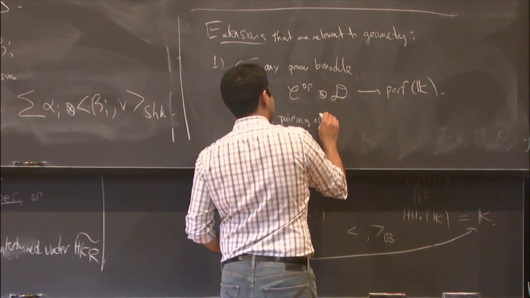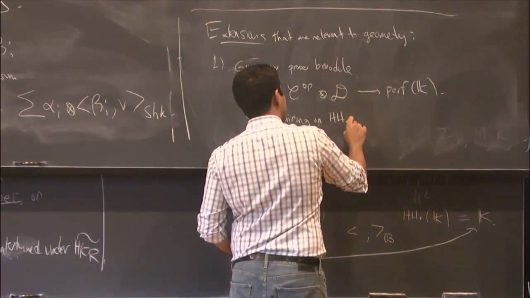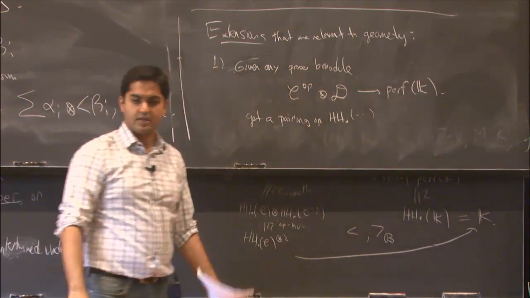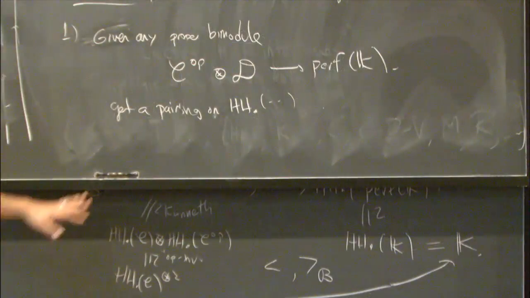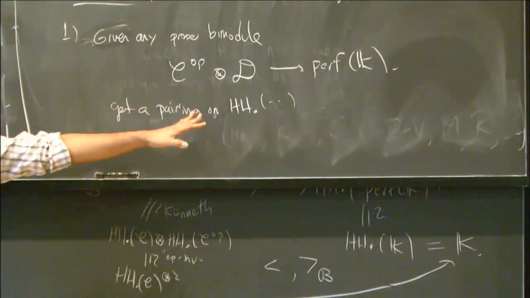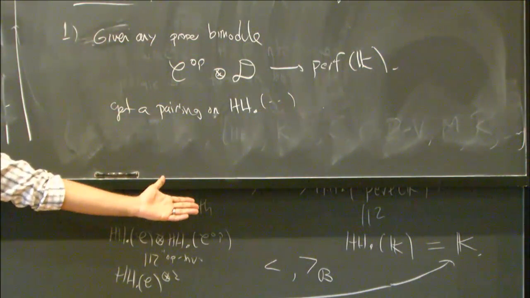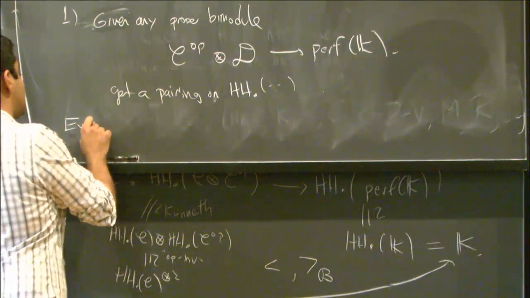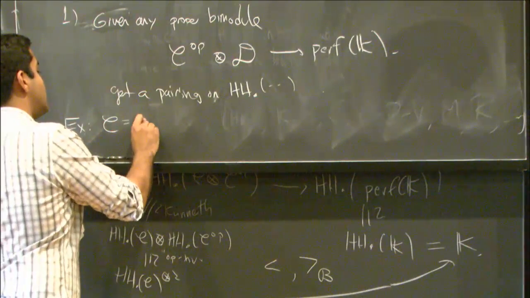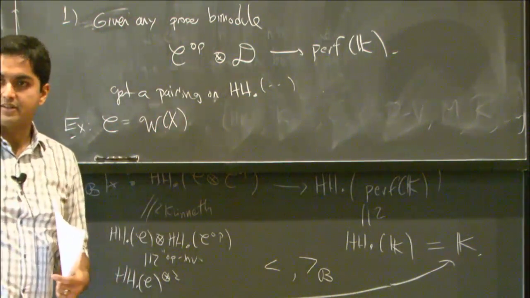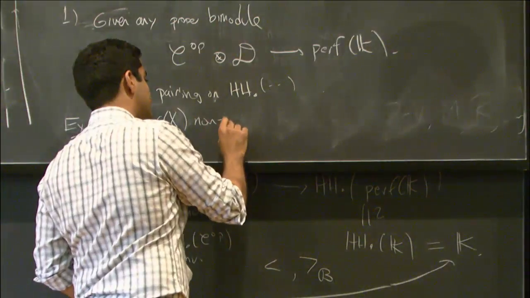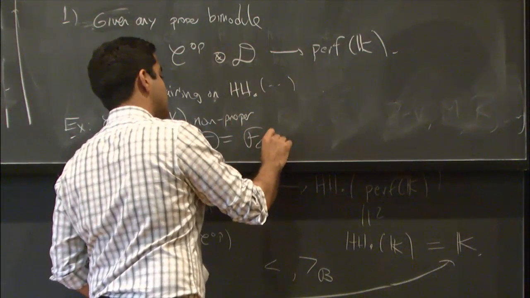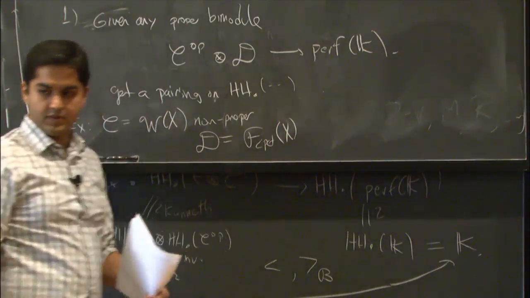you get a pairing on the Hochschild homologies of these categories. This is relevant because C or one of these categories may not itself be proper. Here's an example that arises in geometry. Let's take C to be the wrapped category of X. It's non-proper. Take D to be the Fukaya category of compact Lagrangians in X.